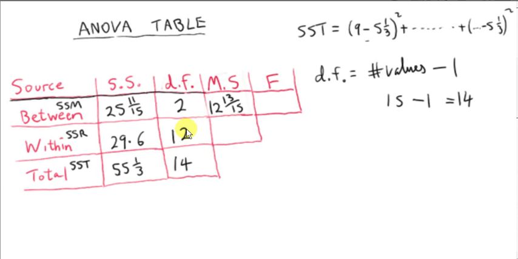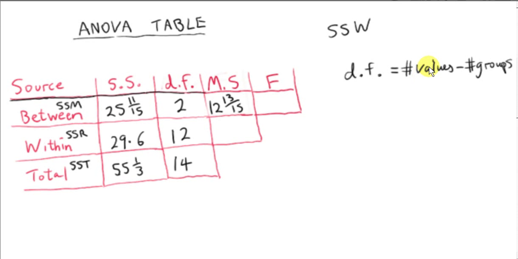If you want to get this directly, you just have to realize that we lose 3 degrees of freedom when we calculate sum of squares within. Because we have 15 square deviations to work out for sum of squares within, but those calculations involved 3 group means. So we get the total number of values and subtract the number of groups. The total number of values is often denoted by capital N. The total number of groups is denoted by K.